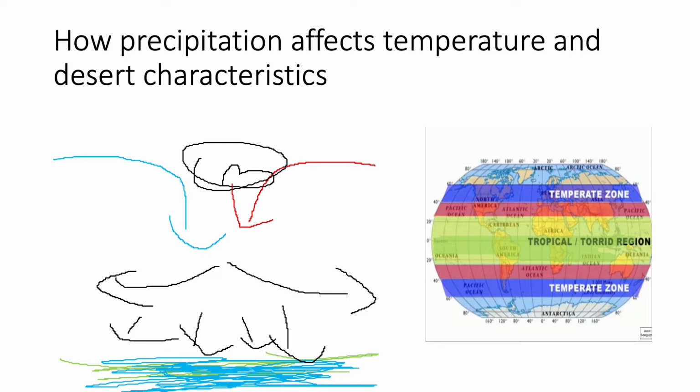And so that's why less precipitation means higher and lower, basically a wider range of temperatures in not just a year, but a day.